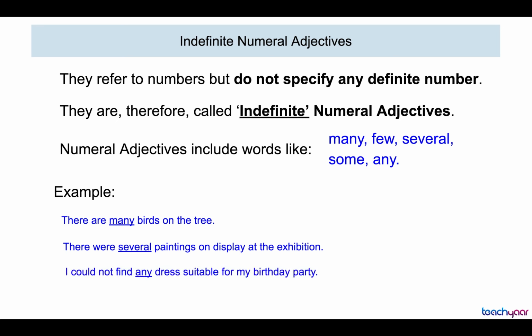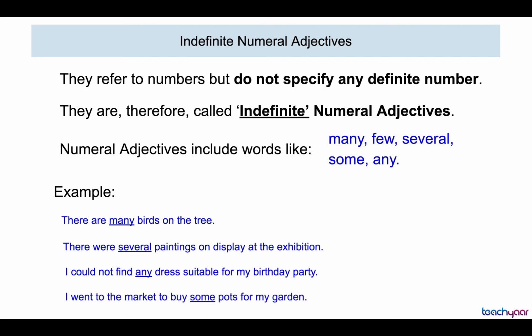I could not find any dress suitable for my birthday party. You could not find any dress. So usually when we have a negative in a sentence, I could not, because it's a negative sentence, we use any in that sentence. Now, if you say, I found 2 dresses suitable, then it would have been a definite numeral adjective. We are using the term any, so that is why it is indefinite.